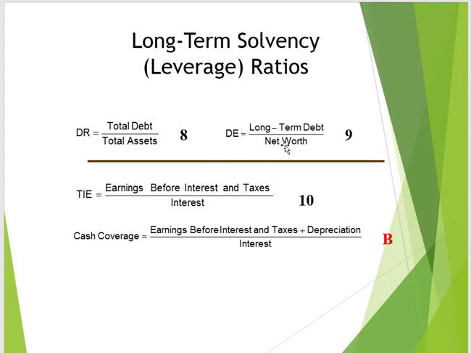So let's think about this. This is a percentage. The debt ratio is a percentage. It has to be less than 100%. But the debt equity ratio can be more than 100%. You can have more long-term financing than you do long-term shareholder investment.